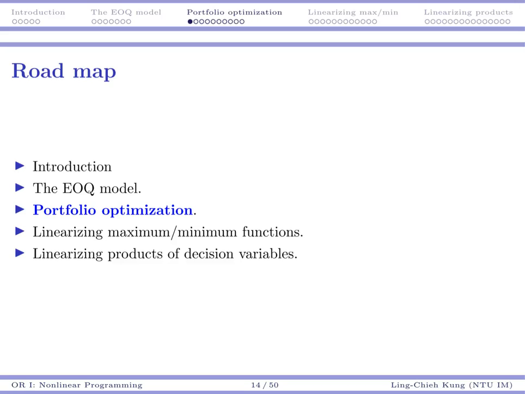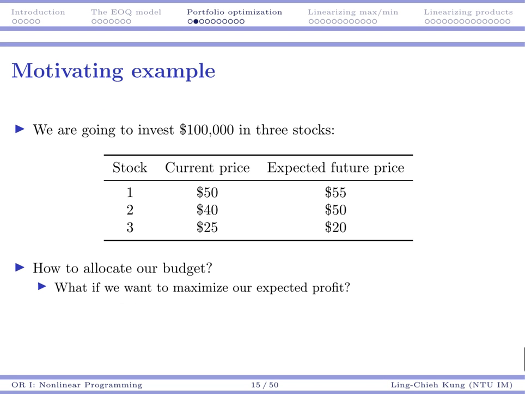So our next example is about portfolio optimization. This is pretty much an application in finance. So let's see what that is. Let's say I now have $100,000, and I'm going to invest that into three different targets. So let's say I have three stocks: 1, 2, and 3.